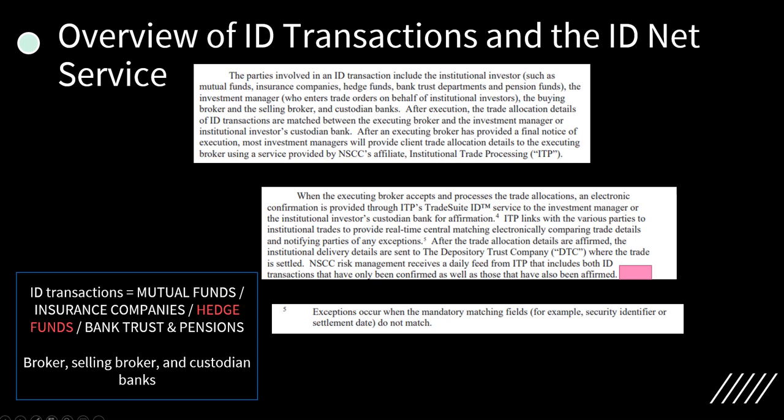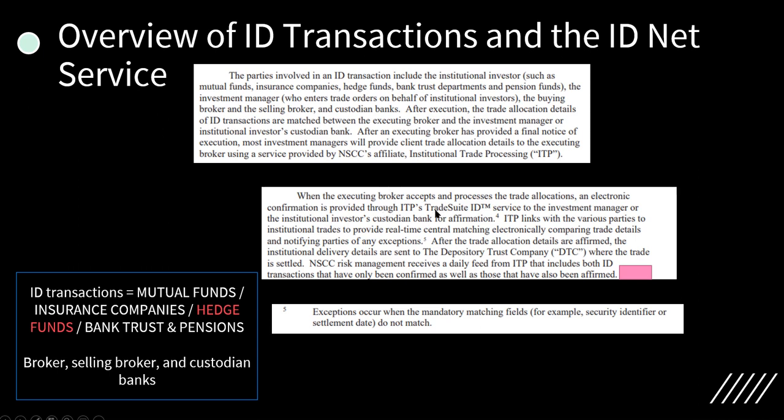So let's go ahead and take a look at the overview of the ID transactions and the ID net service and what it is. So ID transactions, first of all, the parties involved are mutual funds, insurance companies, hedge funds, bank, trust, and pension companies. Those are going to be the parties involved that include the institutional investor. So institutional investor is the mutual funds, insurance companies, hedge funds, bank, trust, and pensions. The buying broker and the selling broker and the custodian banks are the investment managers.